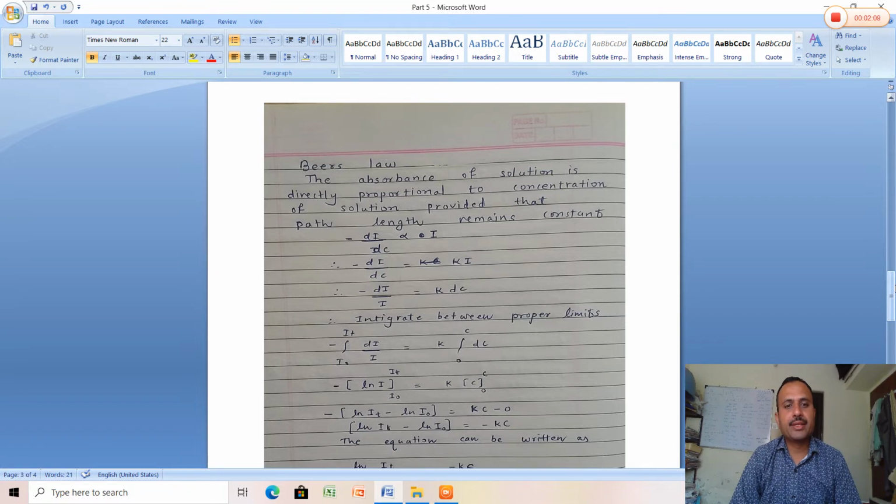Therefore, minus dI by dC is equal to kI, where k is the proportionality constant. Rearranging these equations in proper form with respect to similar terms, minus dI by I is equal to k into dC. The dC is divided, so it can be multiplied on the right hand side with k, the proportionality constant. Now this third equation, minus dI by I is equal to k into dC, is a rearrangement form of the equation of Beer's law.